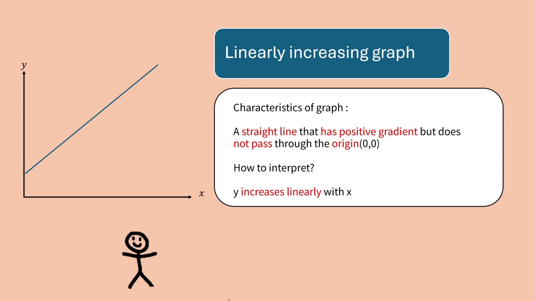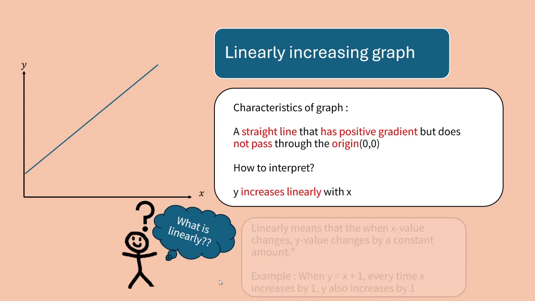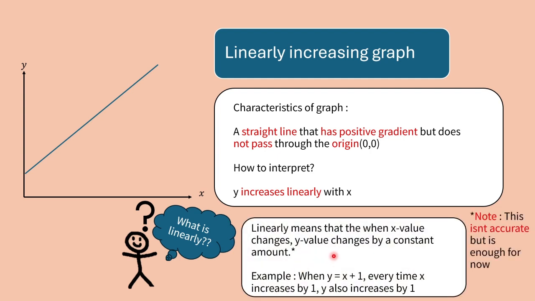Now, you may be asking, what is linearly? Well, linearly means that when the x value changes, the y value changes by a constant amount. For example, when y equals x plus 1, every time x increases by 1, y also increases by 1. However, do note that this explanation isn't accurate, but is enough for now.